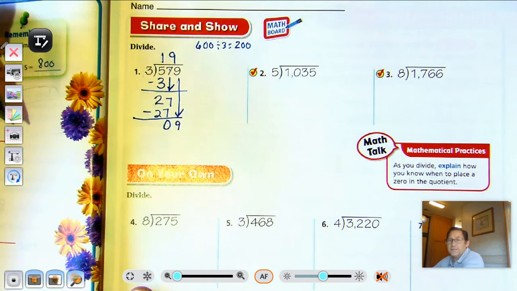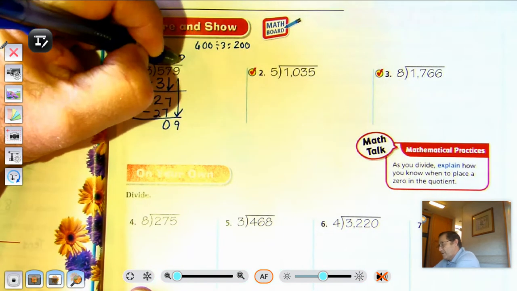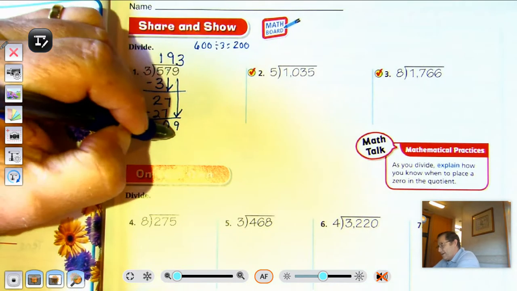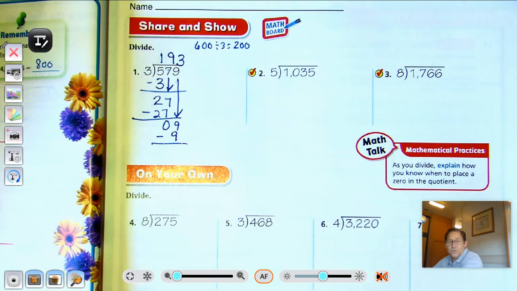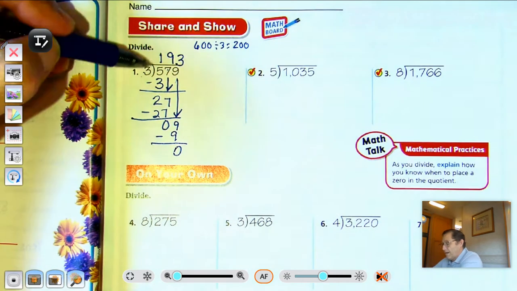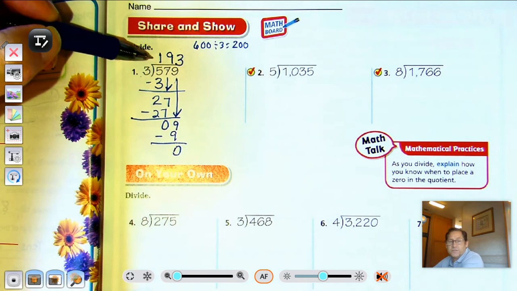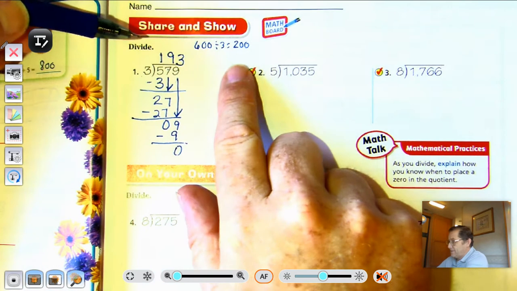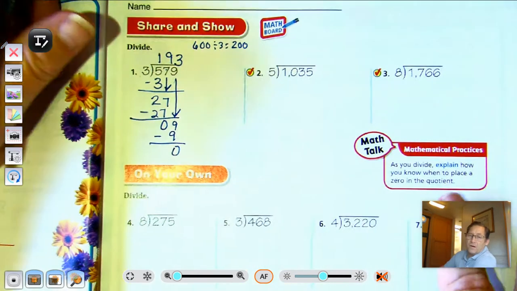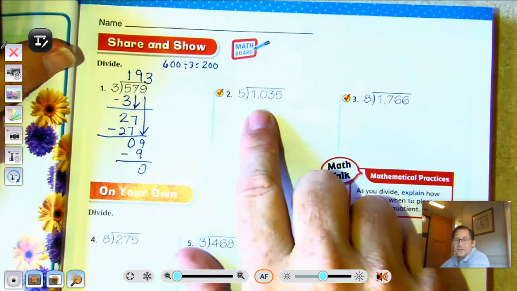9 1s divided by 3 groups. I'd put 3 1s in each group. 3 times 3 is 9 1s. 9 1s take away 9 1s is 0. So our answer, our quotient is 193, and that's reasonable. Our estimate was 200. All right, number 2, 1,035.